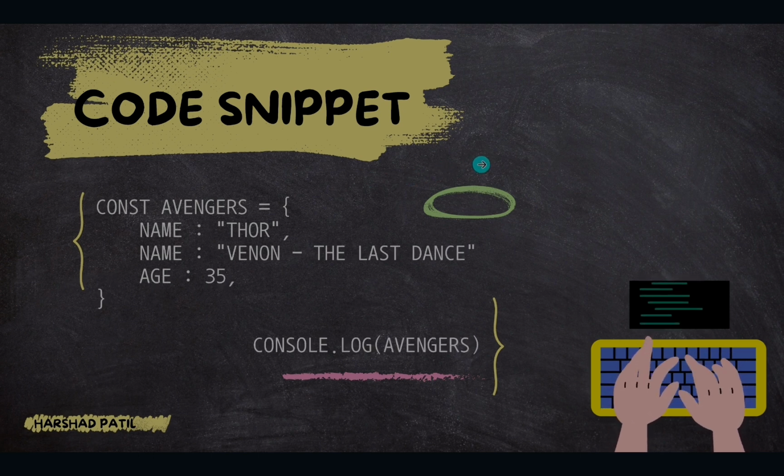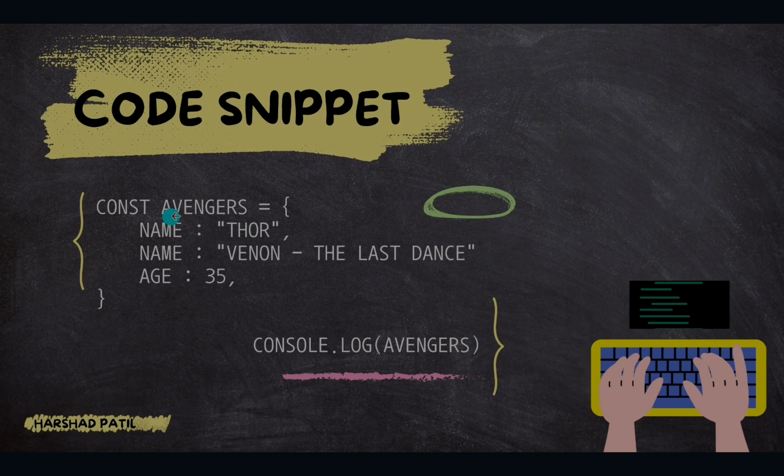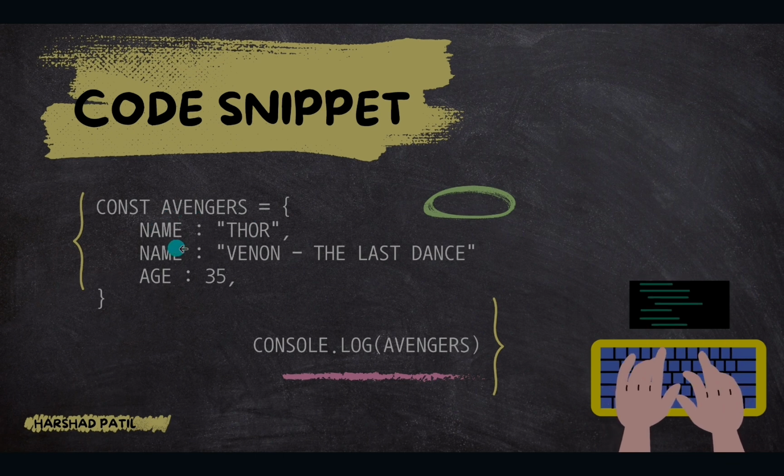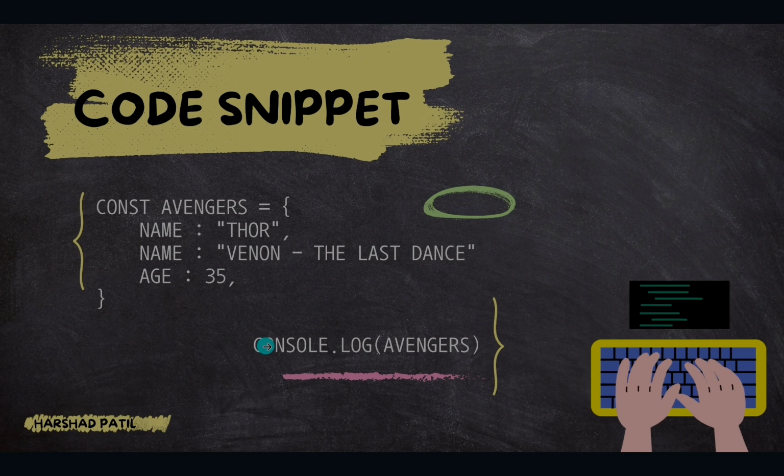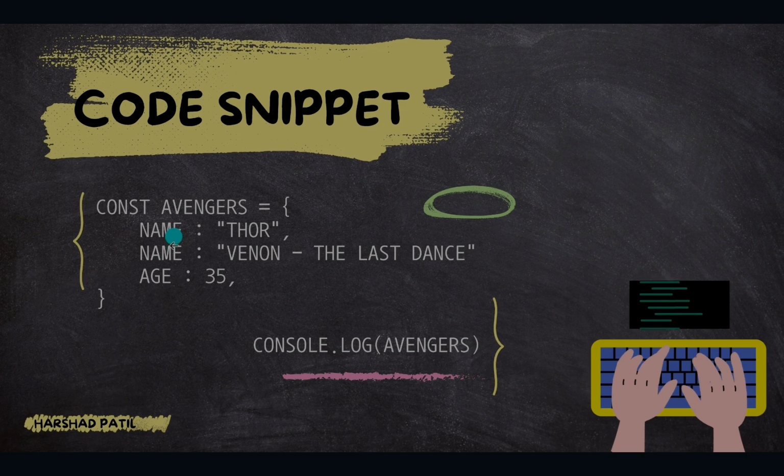Check this out. const avengers = { name: 'Thor', name: 'Venom: The Last Dance', age: 35 }; console.log(avengers). Now you might wonder, what's going on with those two name properties? Why do we have two properties with the same name? And what does JavaScript do in this situation?